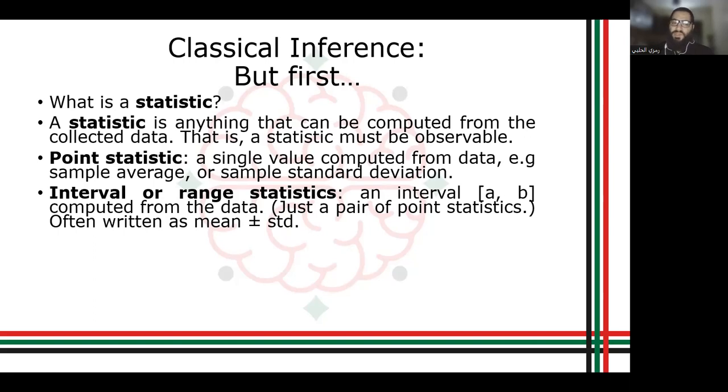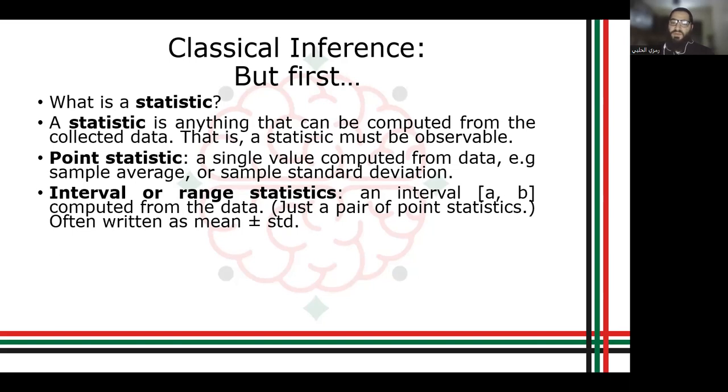So it's either a point statistic, which is a single value like the mean and standard deviation, or it can be an interval statistic or range statistic, which is like the interquartile range between the 25th and the 75th percentile.